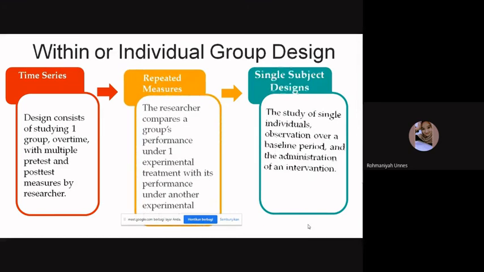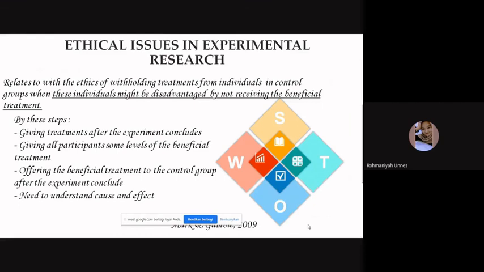And now we come to the ethical issues in experimental research. What does ethical issues mean? It relates to the ethics of withholding treatments from individuals in control groups when these individuals might be disadvantaged by not receiving the beneficial treatment. So we have to see this underlined: individuals might be disadvantaged by not receiving the beneficial treatment.